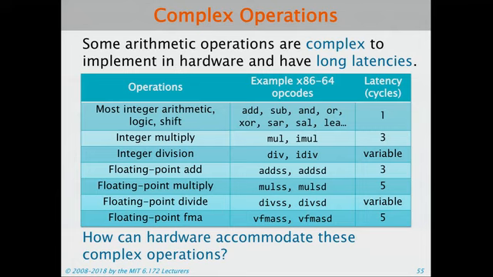Anyway, some arithmetic operations are complex to implement in hardware and have long latencies. So here's some sample opcodes and how many cycles of latency they take. They take a different number. So for example, integer division actually is variable, but a multiply takes about 3 times what most of the integer operations are. And floating point multiply is like 5. And then FMA, what's FMA? Fused multiply add. This is where you're doing both a multiply and an add. And why do we care about fused multiply adds?